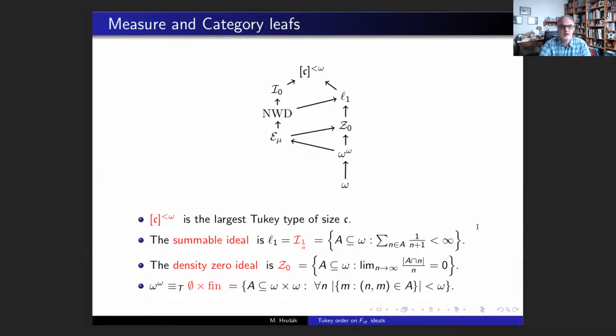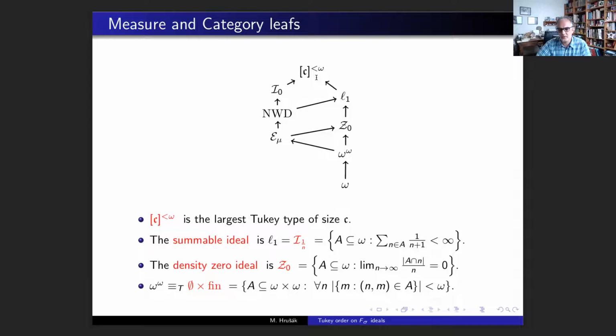So what about F sigma ideals? There are some F sigma ideals in the picture. So this top element, I didn't talk about that. This is a Tukey top element for things of size continuum. It's naturally represented by all finite subsets of the reals, or finite subsets of any set of size continuum, but it can also be represented by an F sigma ideal on a countable set. Just take all branches through a binary tree and the ideal generated by those. So that would be a top element.